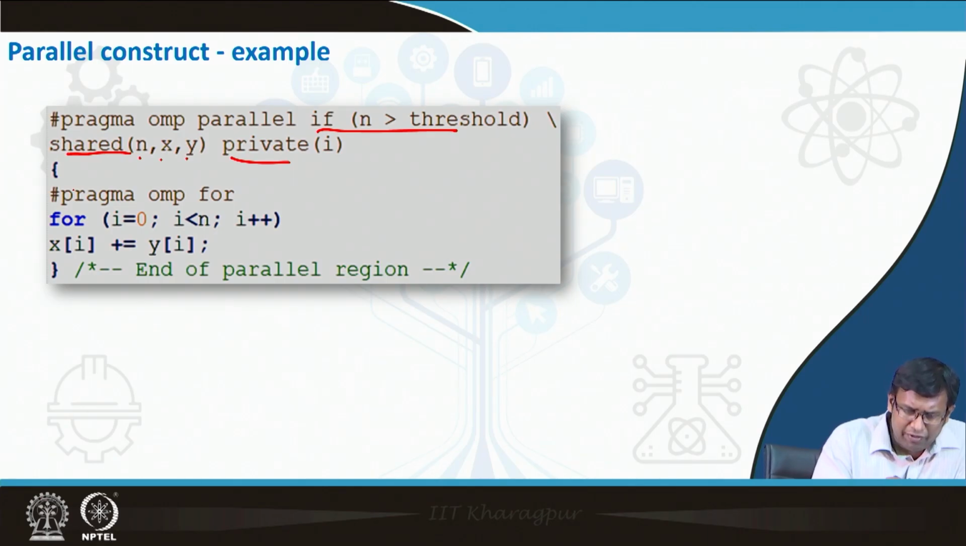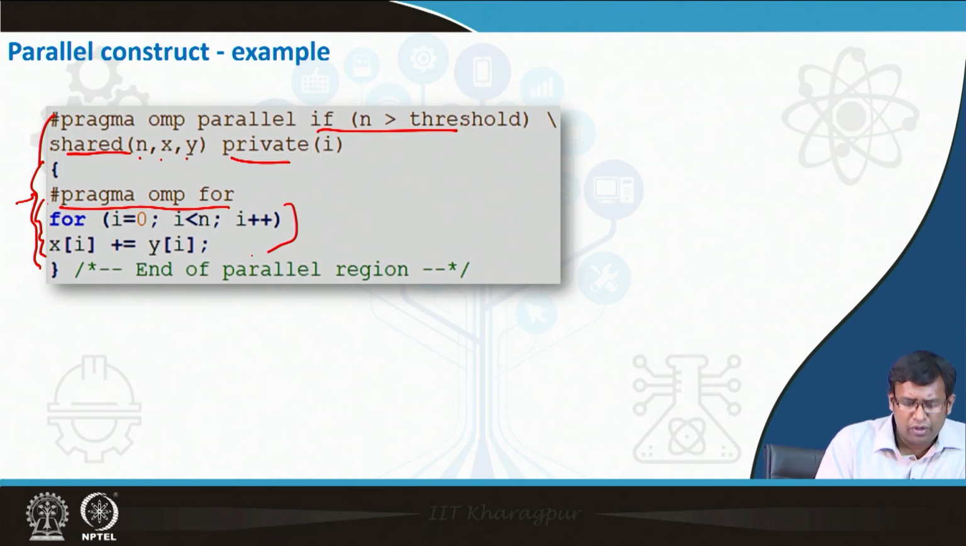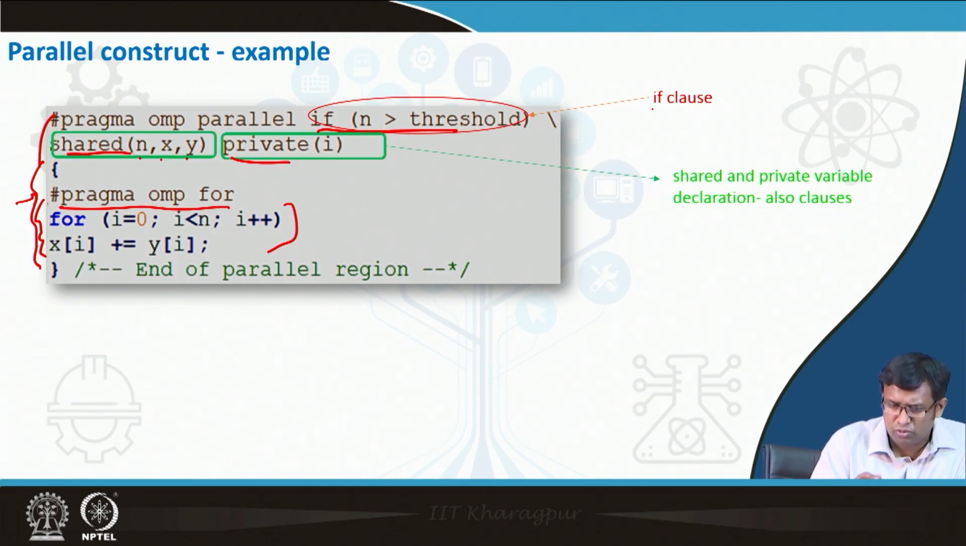And then after that we can see there is another directive, which is pragma omp for, and then there is a for loop. So this is the construct. Inside this construct there is another directive, and this directive is associated with another construct. What is this directive associated with? A for loop. So when we execute this, first is this if clause. If this if clause is true, and the shared and private clauses, then only this part will be executed. And the shared and private variable declarations are also clauses.